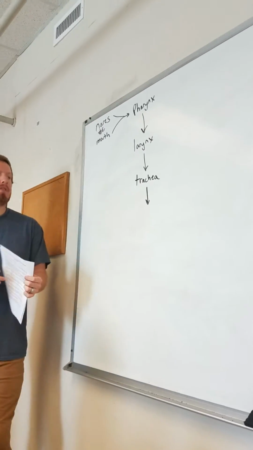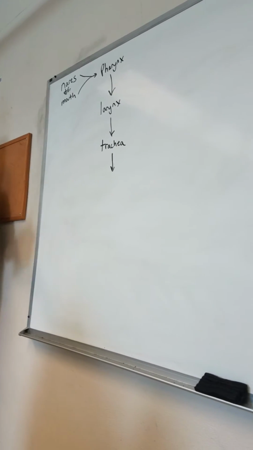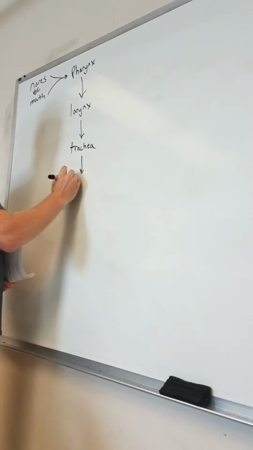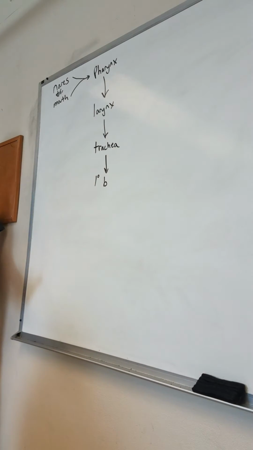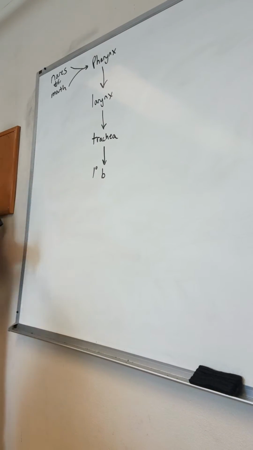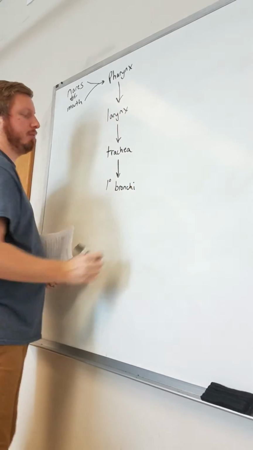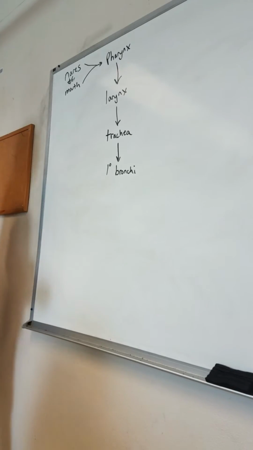All right, and then what happens at the end of the trachea? Primary. Right, so you have two lungs, so the trachea has to branch both ways. So you branch into the primary. When I do one with that symbol up there, that means primary. That's just my short way of writing it. Okay, so it goes to primary bronchi. Remember, that's the very first branch in your trachea.